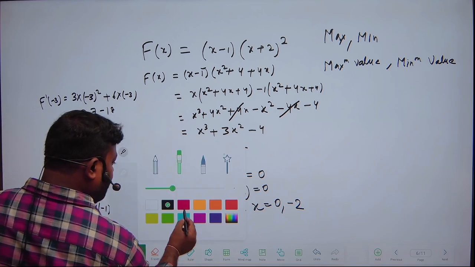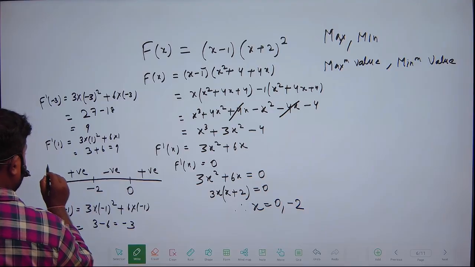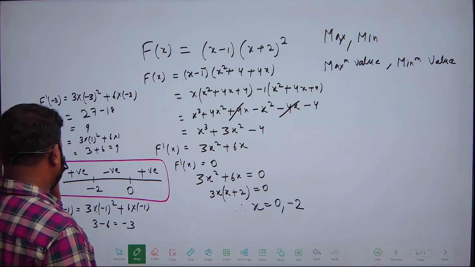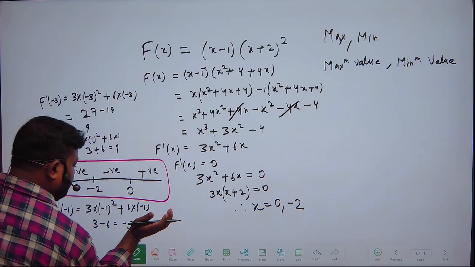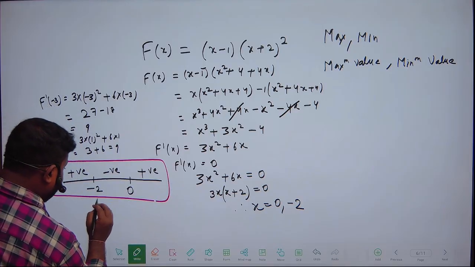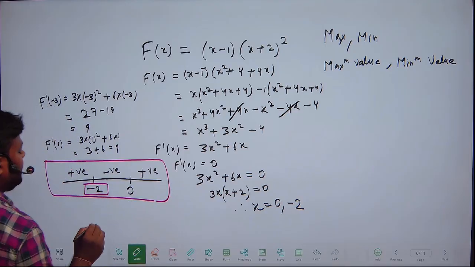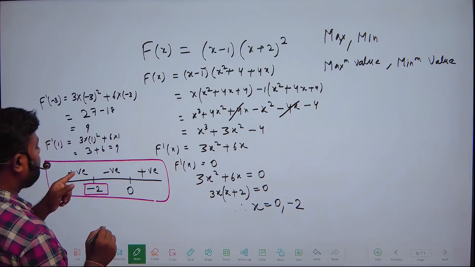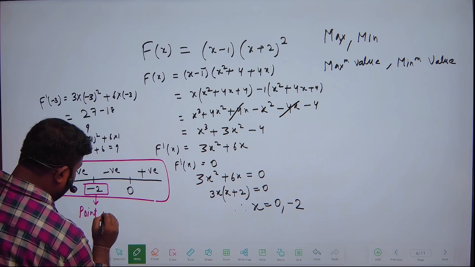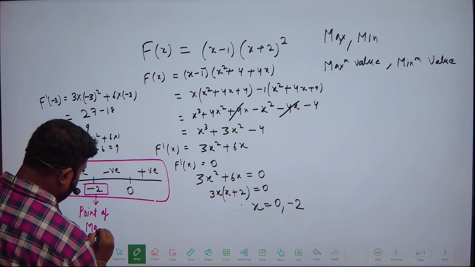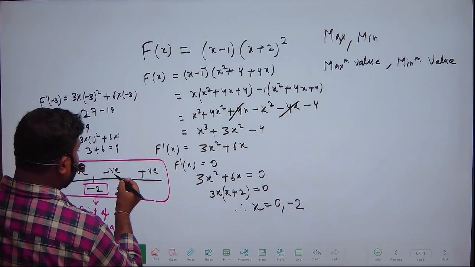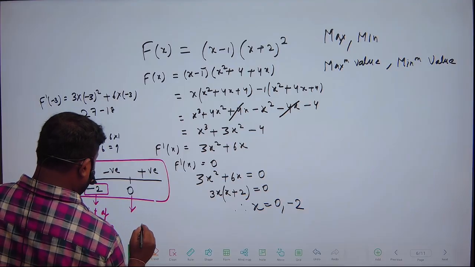If you look at here, please look at here. I am just circling these things. Here the sign changes from positive to negative. Okay. Now I am erasing these things. See, at x equal to -2, the sign changes from positive to negative. It means -2 is known as the point of maxima. Okay. And when you look at 0, here the sign changes from negative to positive, so this is known as the point of minima.